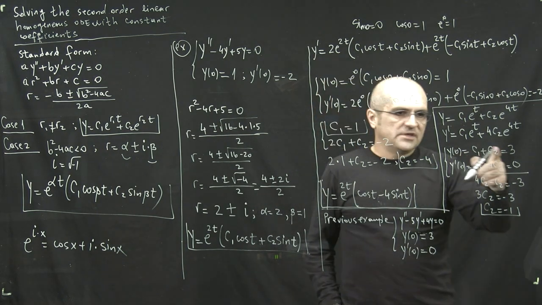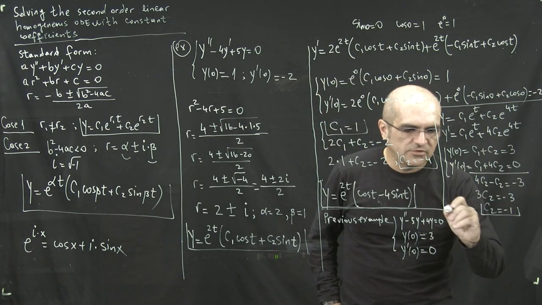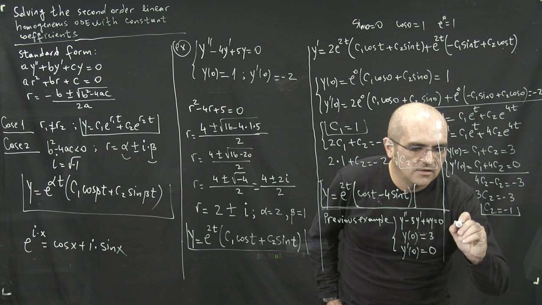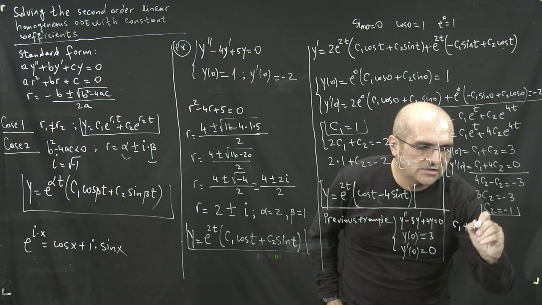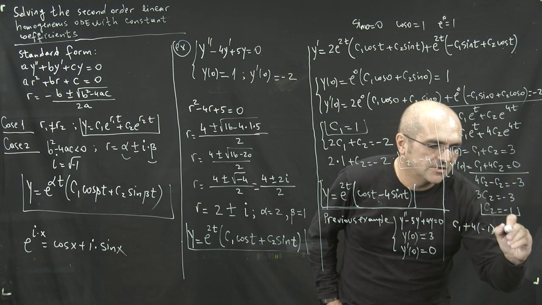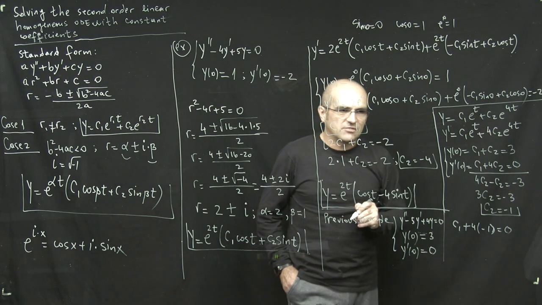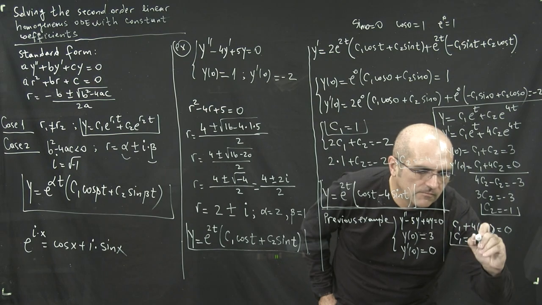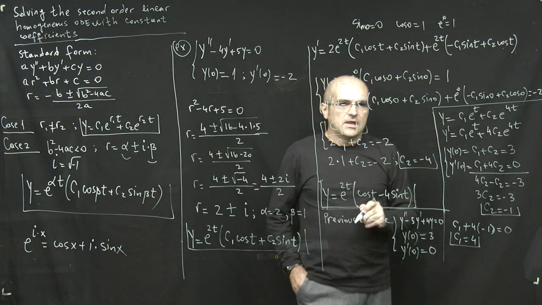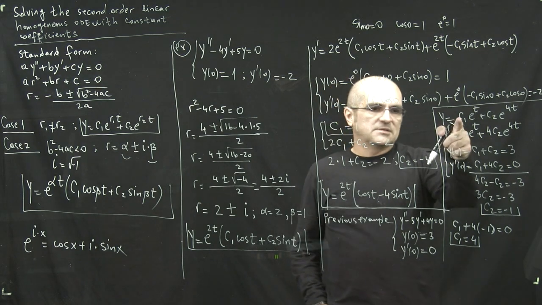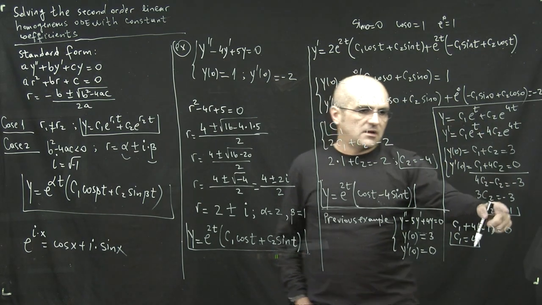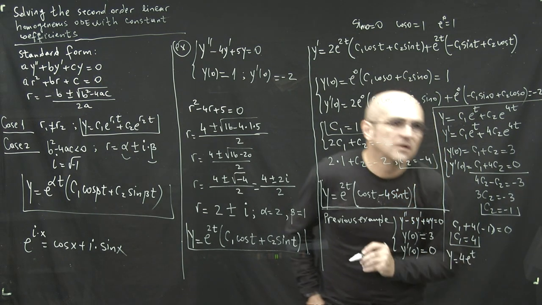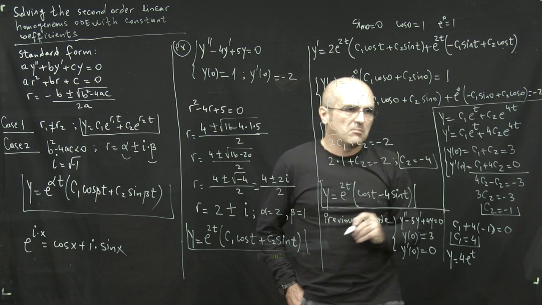Then plug it in any of these two equations. Let's plug it in into the second one. So C1 plus 4 times minus 1 equals 0. That gives me C1 equals 4. And then the final solution is going to be 4 e to the t minus e to the 4t. So y equals 4 e to the t minus e to the 4t.